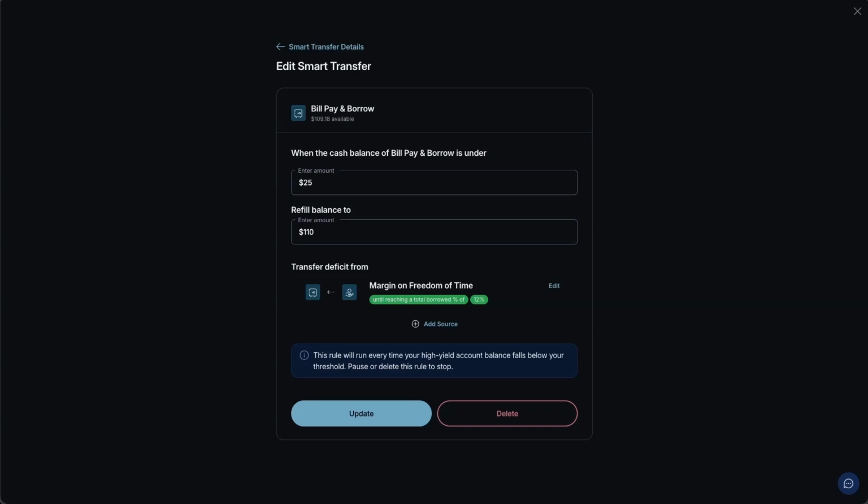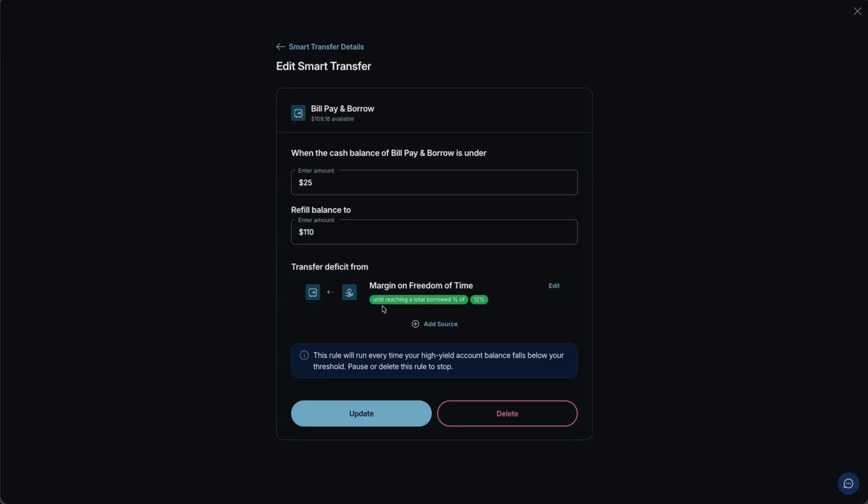On to the second account, which I call bill pay and borrow. This account is where all the bills get deducted out of, but it does have a different rule from the first account. So when my bill pay and borrow account drops below $25, M1 automatically pulls from my margin to refill back up to $110. The $110 covers my AT&T bill, but it does have a $10 buffer just in case the bill goes up. But the bill goes out, the account drops below 25, the rule fires, margin refills it, and then the bill gets paid and I never touch it.